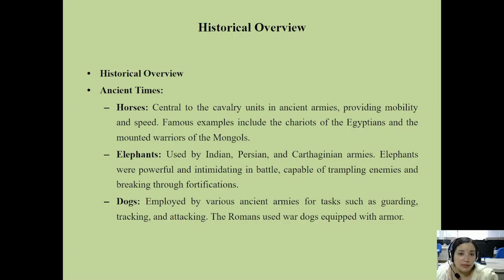So elephants, horses, and dogs were used by ancient armies because of the unique characteristics they have, their ability to fight in battle. Horses are mobile and good in speed, elephants are very powerful and intimidating in battle, and dogs have the qualities of guarding, protecting, tracking, and attacking enemies. That's why dogs were used in armies to fight and win battles. Horses, elephants, and dogs were used during ancient times.